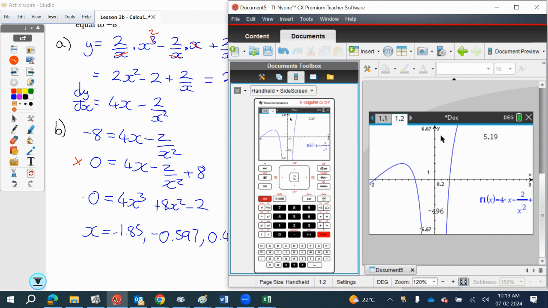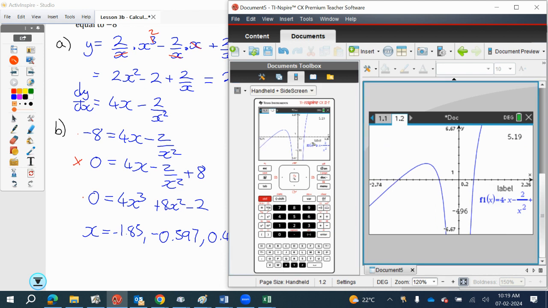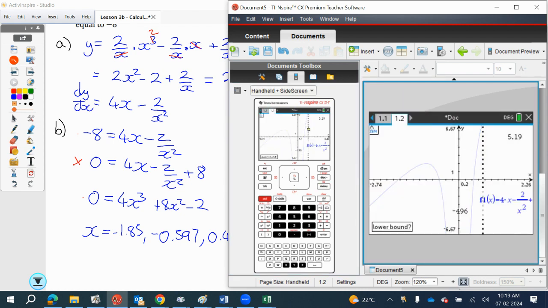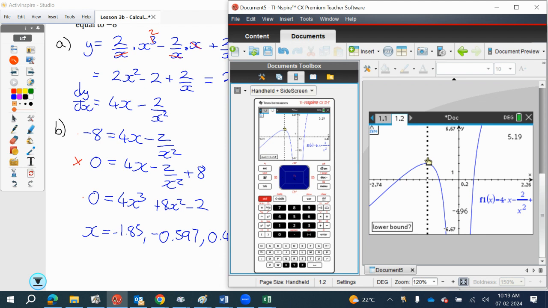I want to find the roots of this function because I've rearranged it to set it equal to 0. I'm looking for where the function is equal to 0, and this is one of the quickest graphical methods. Let me show you some tricks I have hidden from you before. If we go to analyze graph and find a zero, we move this across, and I'm going to click over here, and then move this across. Look, there's my first solution, minus 1.85.